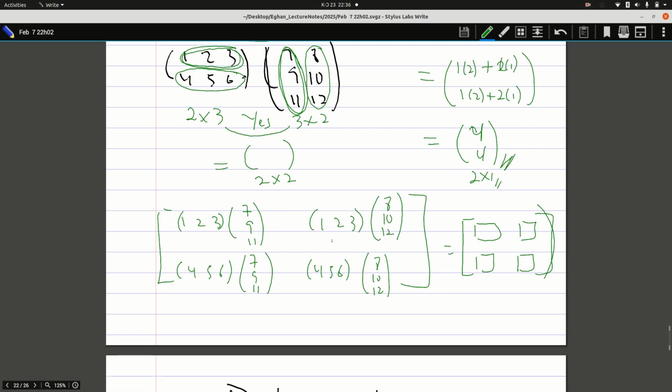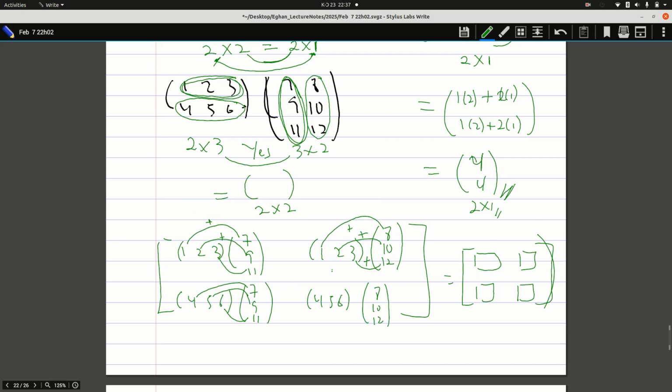Again, I'm going to get 1 times 7 plus 2 times 9 plus 3 times 11. That is how it's going to be. 1 times 8 plus 2 times 10 plus 3 times 12. So I add them. 4 times 7 plus 5 times 9 plus 6 times 11. This is how you do your multiplications. That is quite an easy one. You can do that.